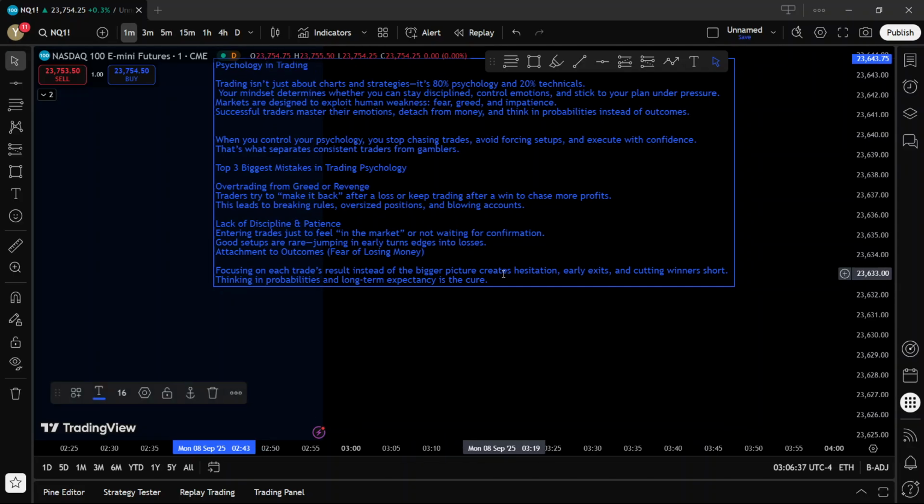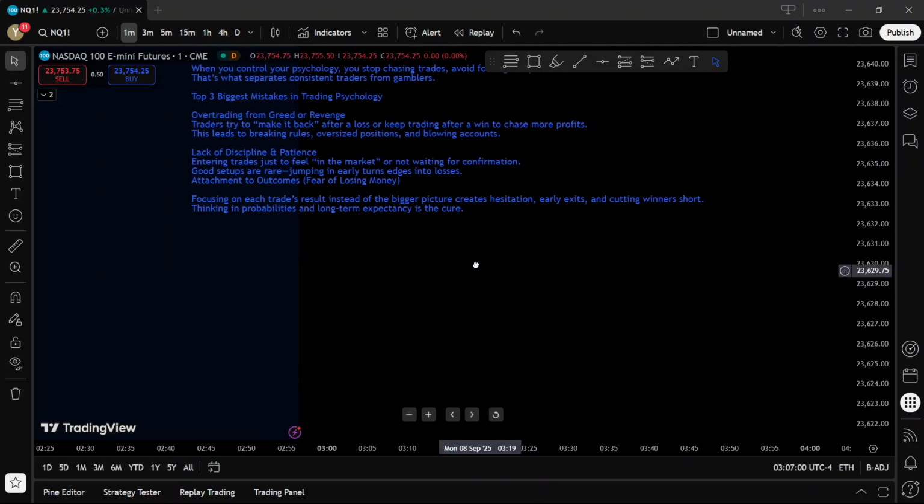And then the number one problem is that you're focusing on each trade's results instead of the bigger picture, right? Because that creates hesitation, early exits, and cutting winners short, right? You got to think in probabilities and long term, right? That's the cure to making a profitable trader, right? You always got to trust your setup. You always got to never take greedy plays, because you're not going to make money if you're only trying to make money, if that makes sense.